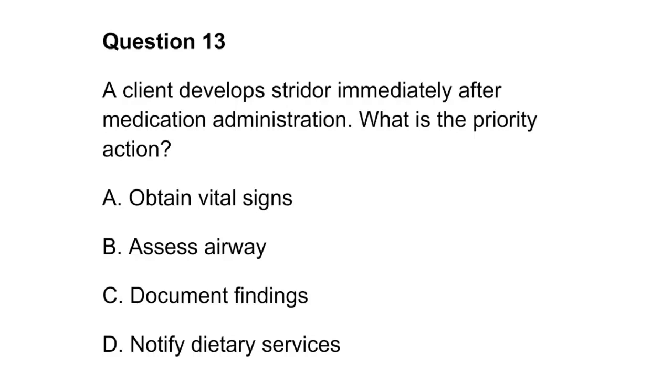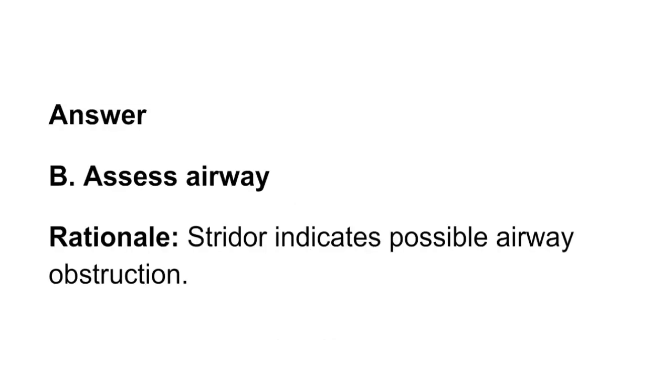What is the priority action? A. Obtain vital signs. B. Assess airway. C. Document findings. D. Notify dietary services. Answer: B. Assess airway. Rationale: Stridor indicates possible airway obstruction.